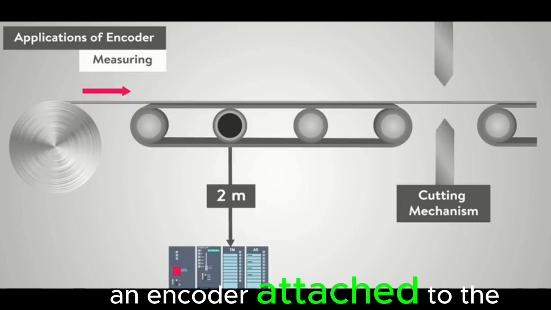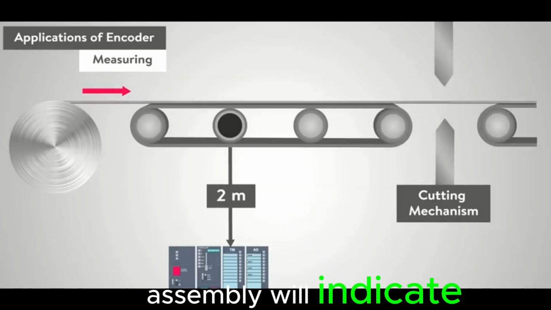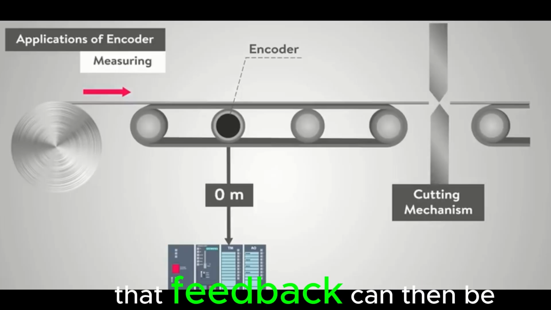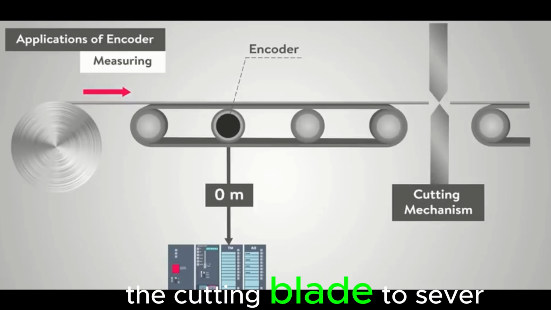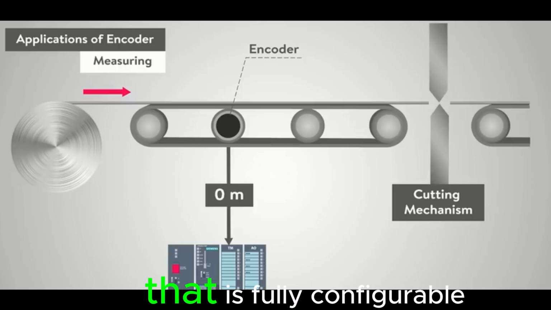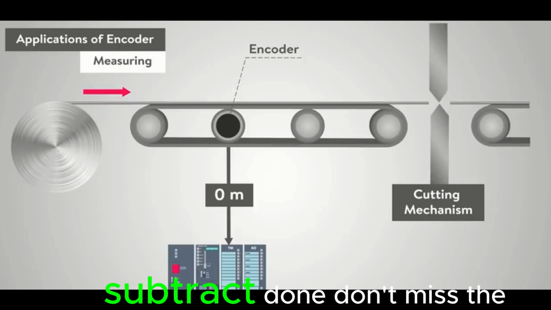An encoder attached to the conveyor and reading the material that is feeding through your cutting assembly will indicate the length of material that has been fed since the last cut. That feedback can then be used to adjust the cutting blade to sever the length required. This is a great use of an encoder that is fully configurable. Count in, count out, subtract, done.